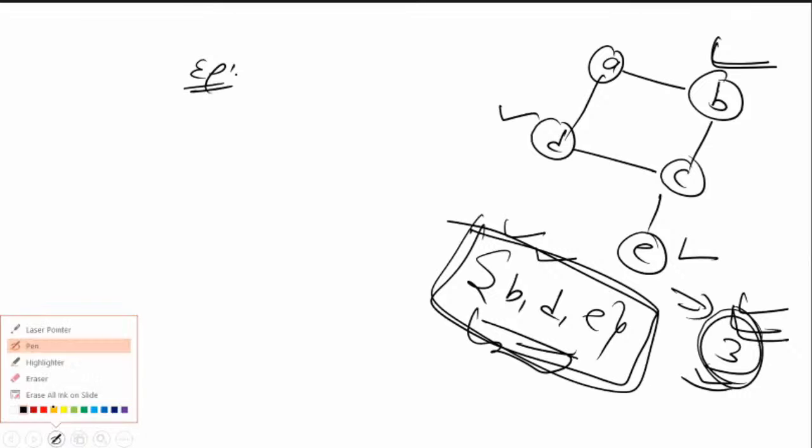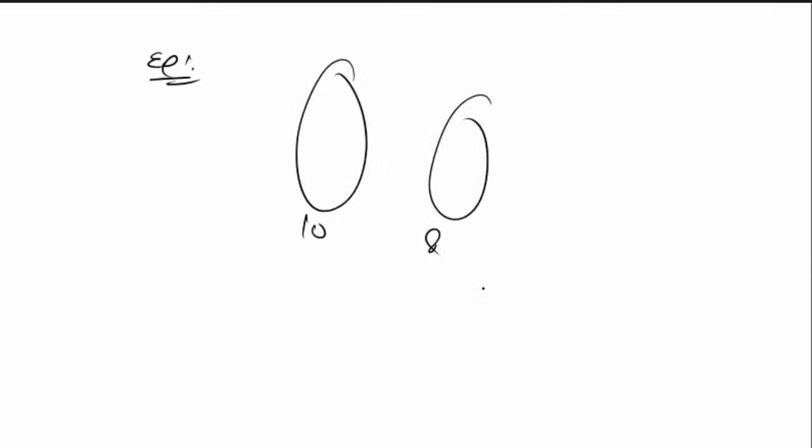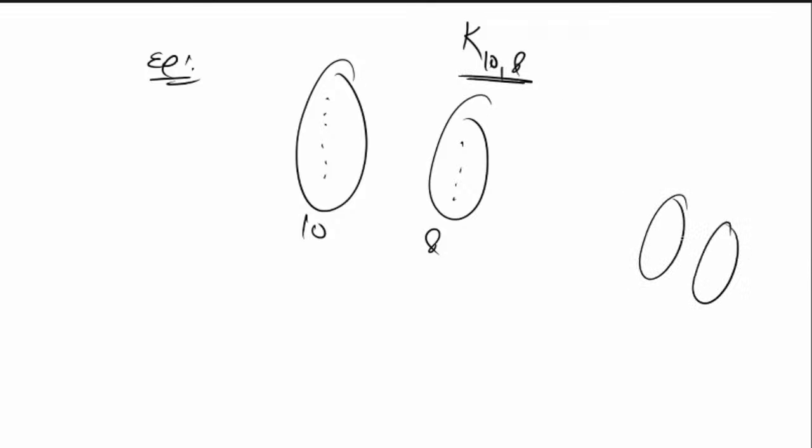Okay, now let's see some questions. Assume you have a complete bipartite graph. Here you have 10 vertices, here you have 8 vertices. This is a complete bipartite graph, meaning this is K10,8. Complete bipartite graph is like this: here you have some vertices M, here you have some vertices N, and you have all the possible edges between these two partitions. Every vertex here is connected to every vertex here. This is called a complete bipartite graph.